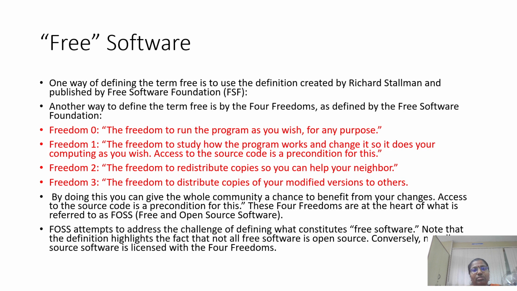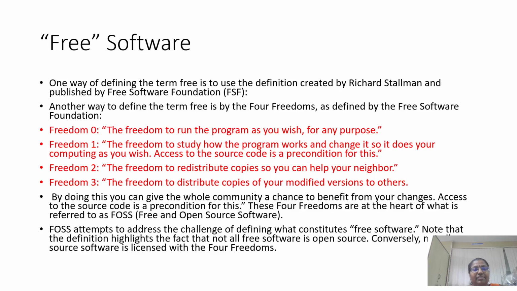Freedom 1 is the freedom to study how the program works and change it, so it does your computing as you wish. Access to the source code is a precondition for this. Freedom 2 is the freedom to redistribute copies. You can download the source code and redistribute it to your friends. Freedom 3, you can download, modify and redistribute to others. So these are all the different degrees of freedom that free means.